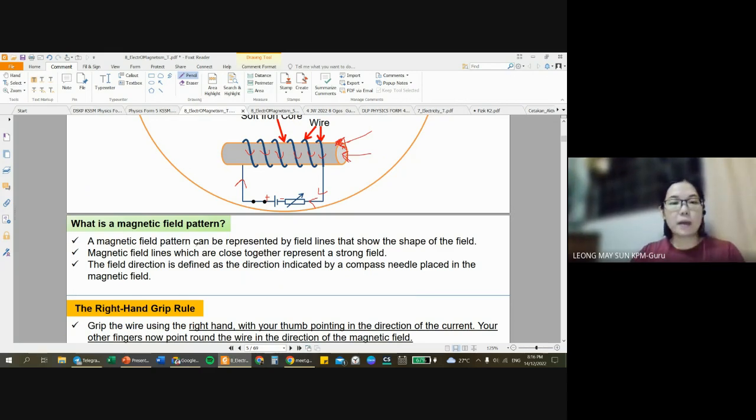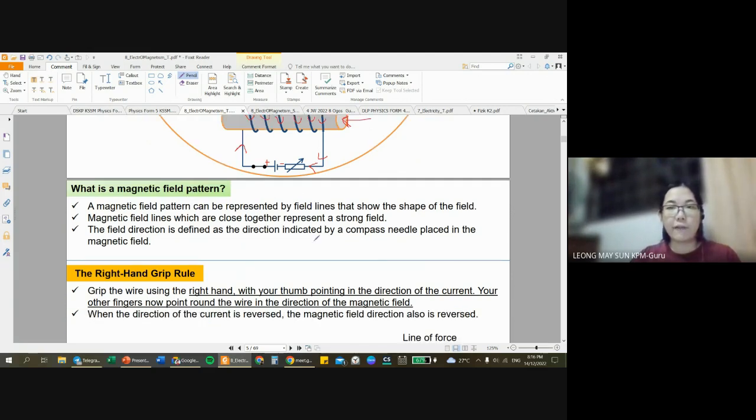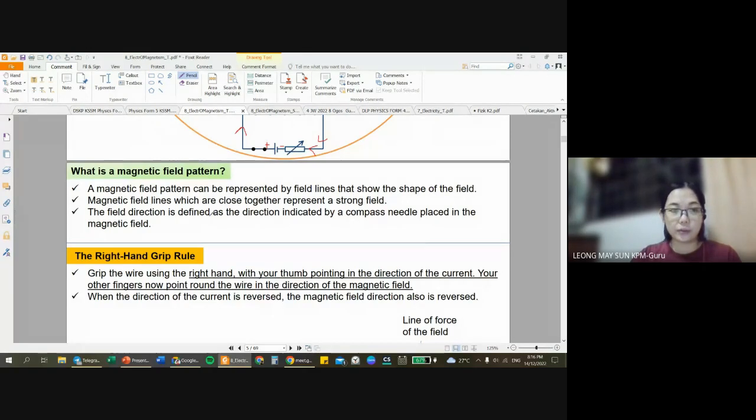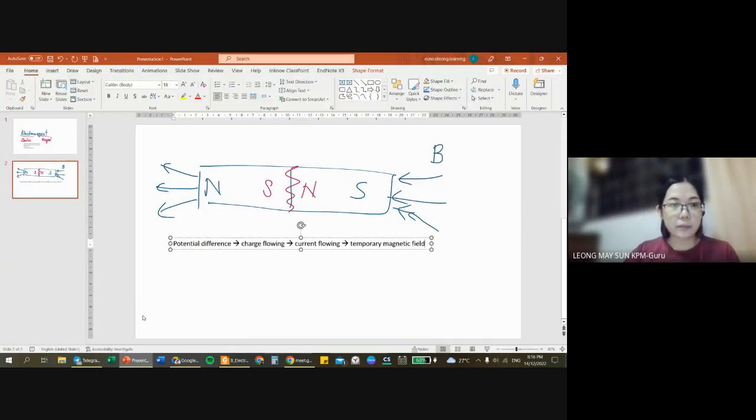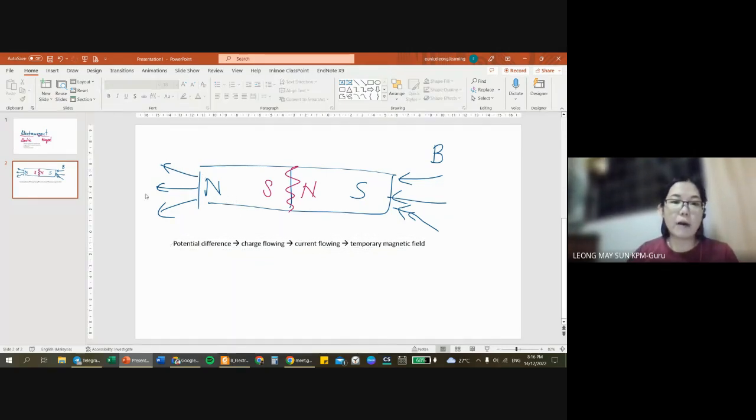So what are magnetic field patterns? Magnetic field patterns can be represented by field lines that show the shape of the field. Magnetic field lines are close together to represent a strong field, and the field direction is defined as the direction indicated by a compass needle placed in the magnetic field. Magnetic field lines are almost similar to electric field lines. It's just that magnetic field lines come out from the north pole and enter the south pole.